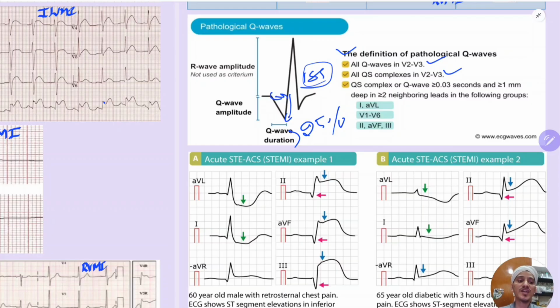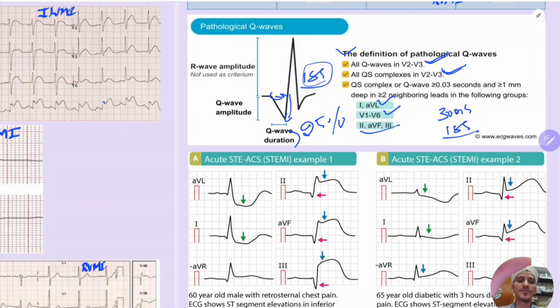In the discussion of different types of T wave patterns in ECGs, we have seen this, probably in the cerebral T waves or before that. There were large QS complexes, so that was a marker of previous anteroseptal or anterolateral infarction. So all Q waves and QS complexes in V2 and V3, and a QS complex or Q wave more than 0.03 seconds, which is 30 milliseconds, nothing but one small square approximately, and more than 1 mm deep in two neighboring leads in the following groups: 1 and AVL, V1 to V6, 2, 3 and AVF. These are nothing but localized areas of inferior, lateral or anterior infarction.